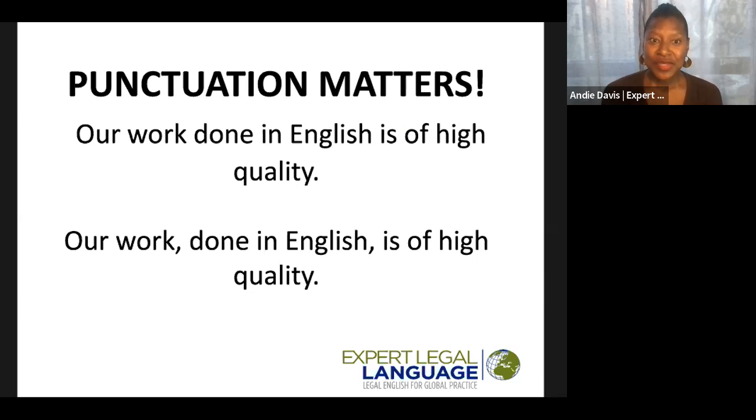The first sentence, our work done in English is of high quality, means that only, the implication is only our work that's done in English is of high quality. Our work done in German, maybe, maybe not. On the other hand, when you add the commas, the meaning changes. Our work, comma, done in English, comma, is of high quality. The implication here is that our work is of high quality, and we want to emphasize that it's done in English. So two different meanings, decide which one applies to you, but pay attention to how punctuation affects the syntax and the meaning of what you write.